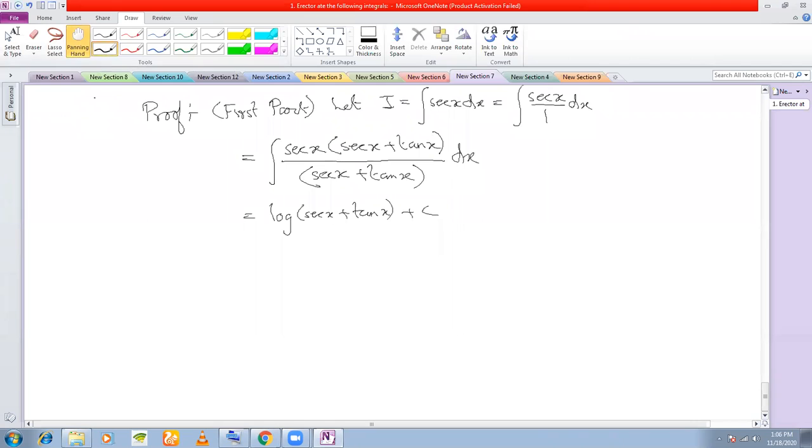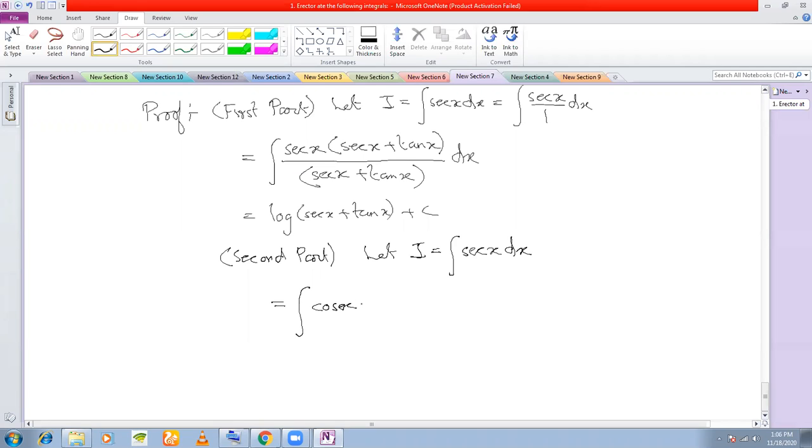Exactly as we had done cosec x. Let us now see the second part. Let I be equal to integral sec x dx. Now you know from negative and associated angles that integral sec x can also be written as cosec.